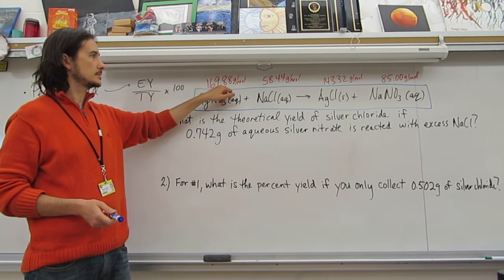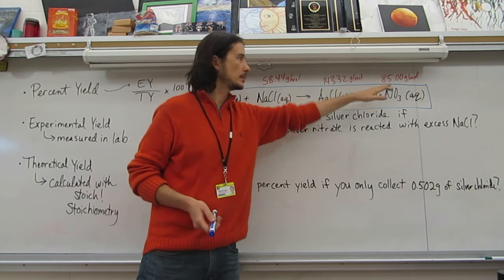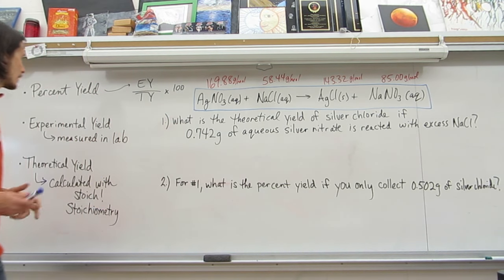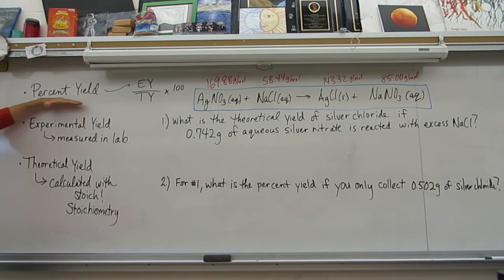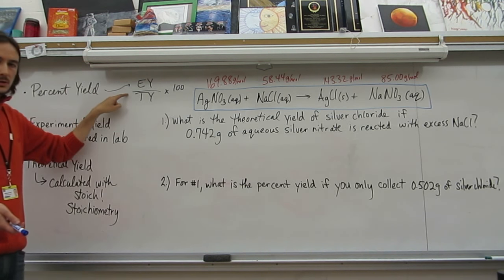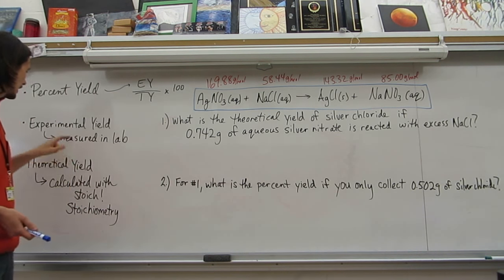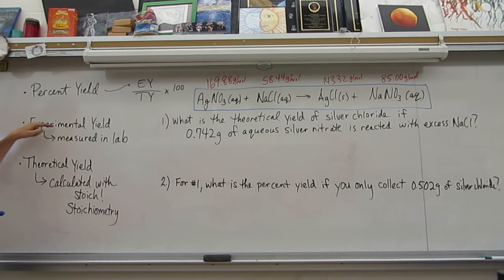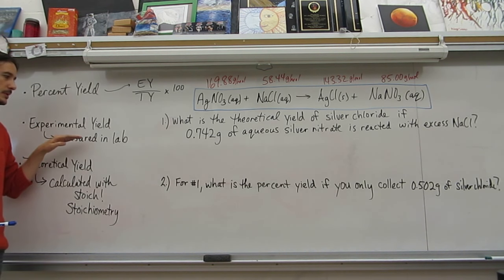I wrote the molar masses up top here. So grams per mole, remember that's the unit for molar mass. And a couple terms, we've got percent yield. Percent yield is calculated by this formula, and that deals with your experimental yield. So this would have to be measured in lab.